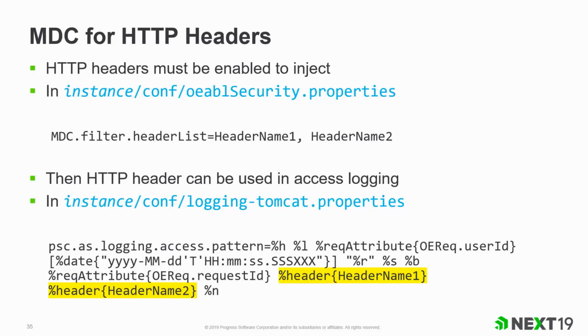So an example of that in the access log configuration. Again, that's in logging-tomcat.properties. You can see up here in the header list, I did header name 1, header name 2, and then in that pattern, in that template, I actually put %header, header name 1, %header, header name 2. So it's as easy as that to configure. But you do have to remember, sometimes you go and you add an HTTP header to your log message and you say, why is that not coming out? And then, oh yeah, I gotta actually turn it on.